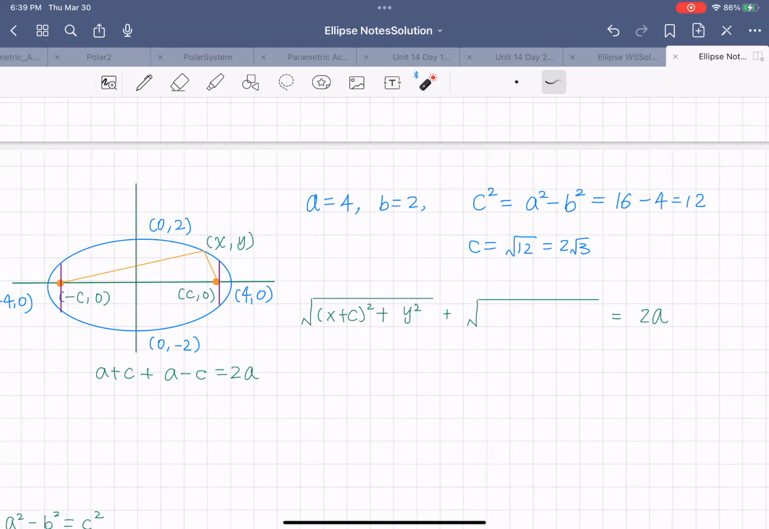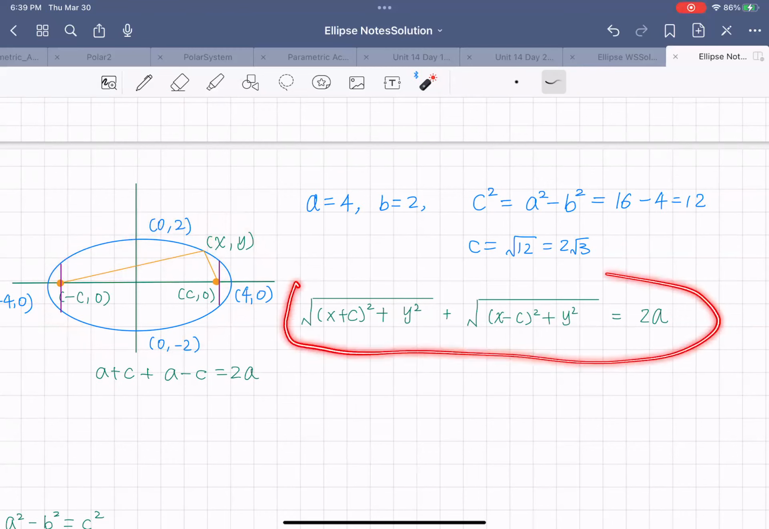X minus c parentheses squared plus y squared. Good. This equals 2a, correct? Yeah. If you still feel curious, after the class, go ahead, punch 2 nails and hold a string and use your pen to draw this, and you will say, oh, that makes sense now. Now we are going to manipulate this formula.